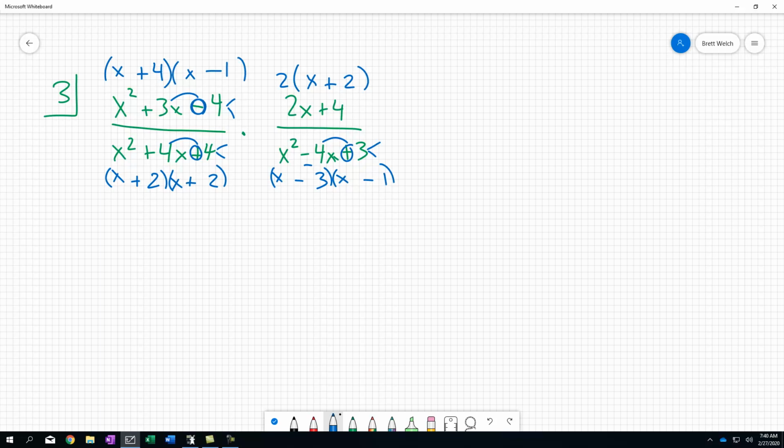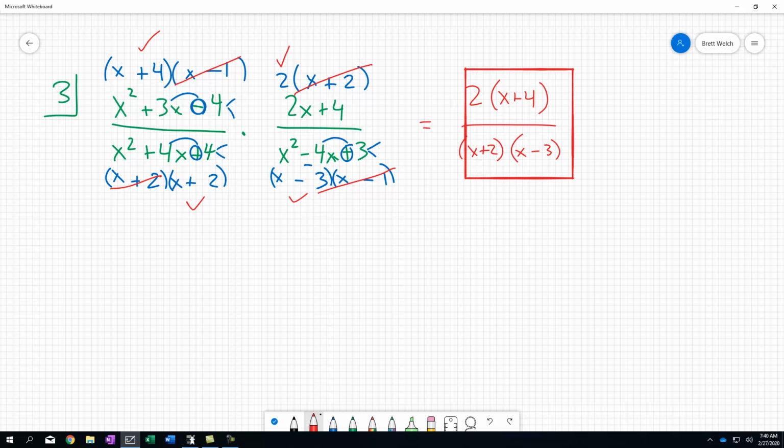At this point, we're just going to go through and look for cancellations. There is not an x plus 4 in the bottom, so it stays. There is, however, an x minus 1, so it cancels. There is not a 2 that's by itself, so it stays, but there is an x plus 2. Leaving me with, I've got a 2 and an x plus 4 on top. On bottom, I still had an x plus 2, and I still had an x minus 3. And that would be my answer for question number 3.